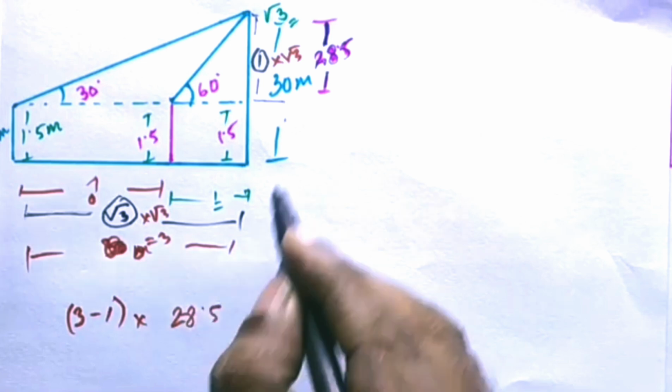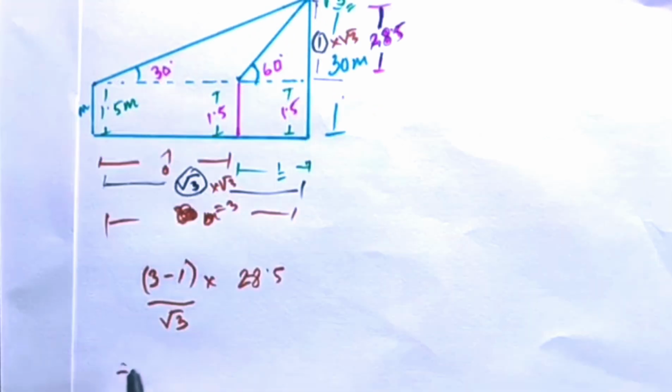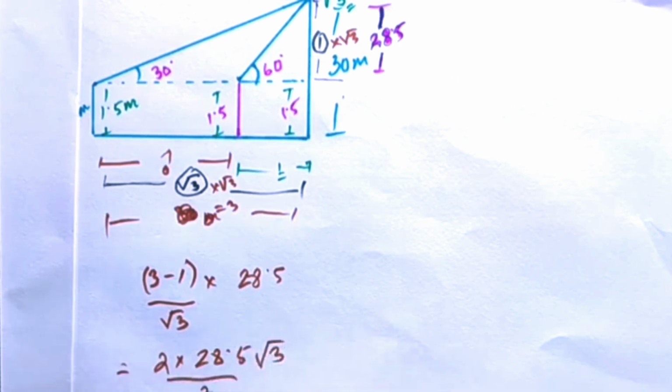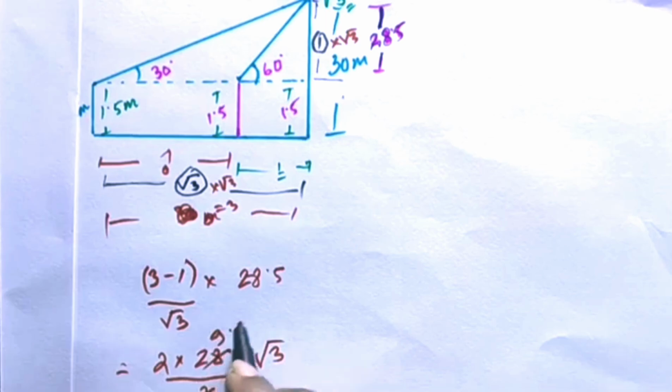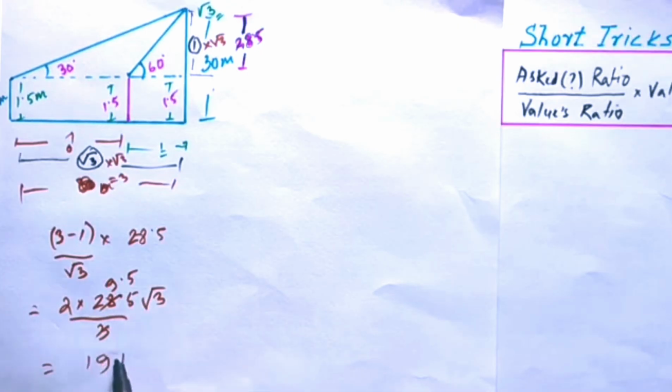Value's ratio is root 3. So this is equal to 2 into 28.5 root 3 by 3. 9.5 is 28.5. So 2 into 9.5 is 19 root 3 meter is our answer.